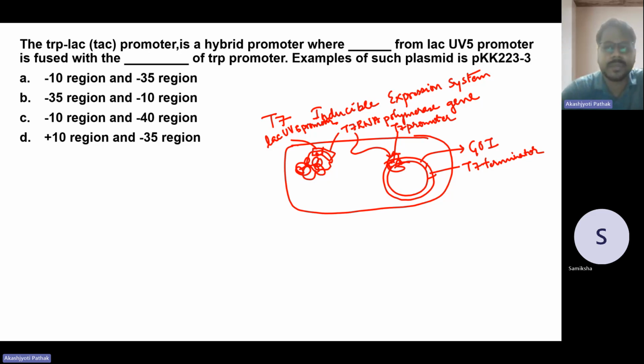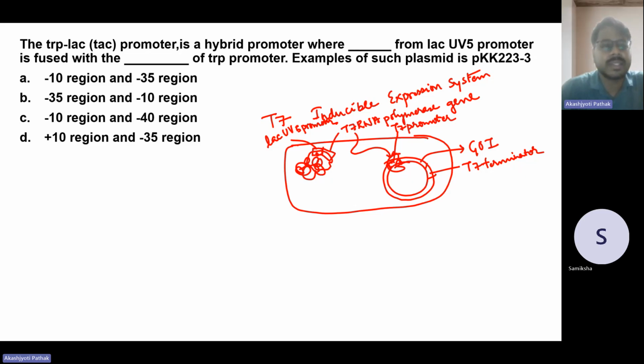So this is one commonly used inducible expression system in bacterial cultures, but there are other methods also. The sequence of the promoter will control its affinity for RNA polymerase. There are different types of promoters used. For example, the T7 promoter has very strong affinity for RNA polymerase, which is why it is used.